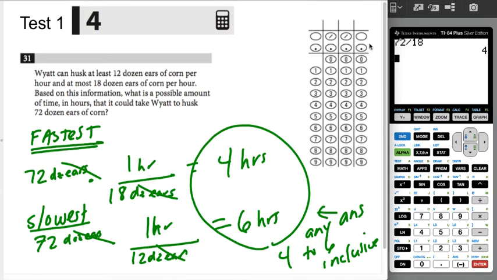So you could bubble 4, you could bubble 5, you could bubble 6, you could bubble 5.5, you could bubble 5.1274. I don't care. It doesn't matter. You can't really bubble that many. So I'm just going to go ahead and pick 4, and I'm going to bubble it.